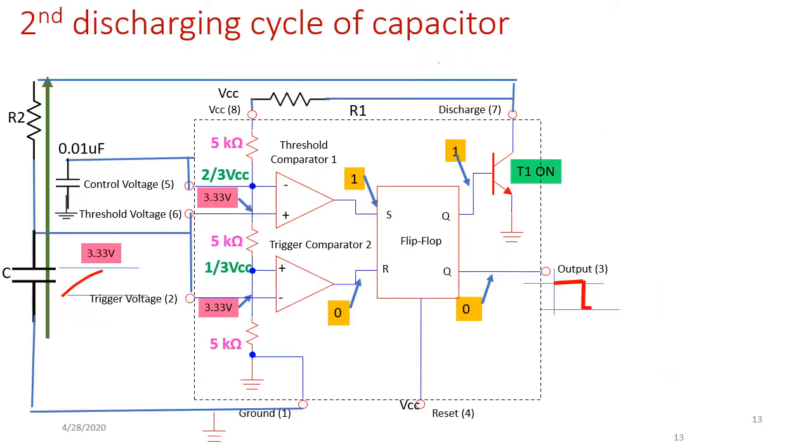Now come to the second discharging cycle of the capacitor. At this point, my capacitor is charged up to 3.3 volts. In this condition, threshold comparator 1 will give output 1, and trigger comparator 2 is giving output 0. As a result, my flip-flop will get set, and transistor T1 is on. This T1 being on connects this ground to this node, which results in the capacitor starting to discharge through R2 to this ground.